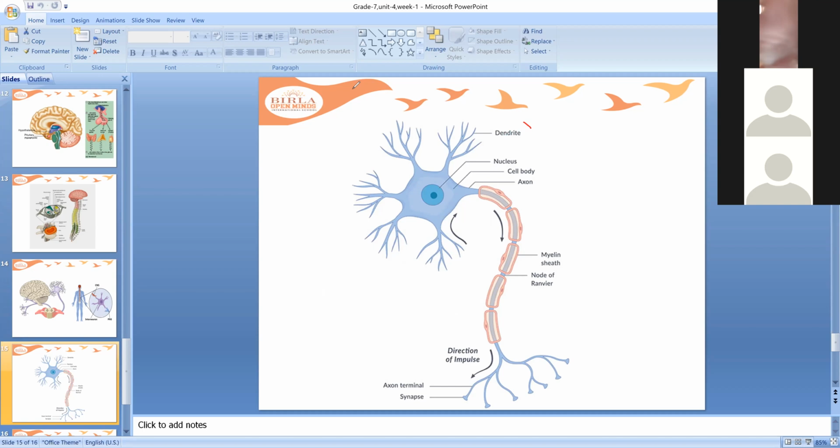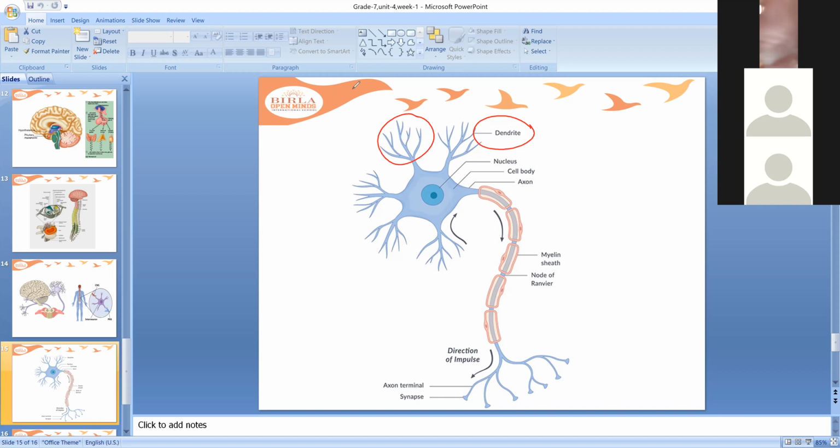So here are the dendrites, you can see. So these are all the dendrites. These dendrites collect the impulses from various parts of the body and relay these impulses or messages towards the cell body or cyton. So they again pass this information through where?